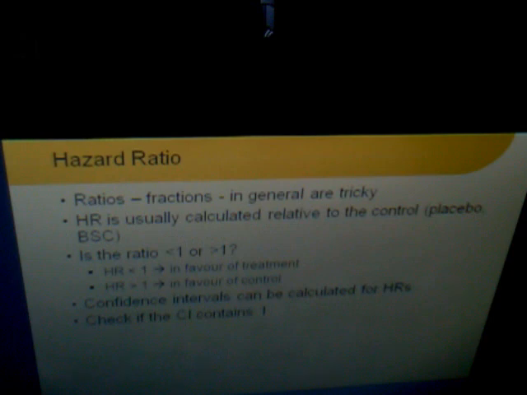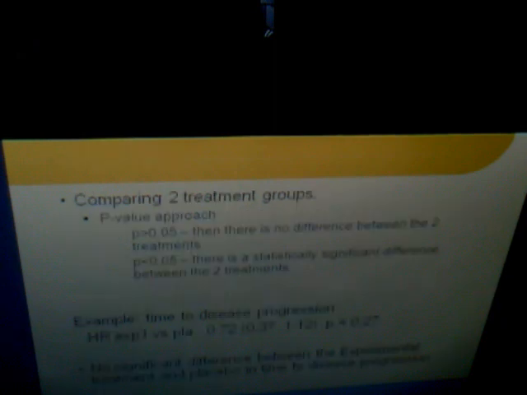So this is just a reminder of how ratios work: odds ratios, relative risks, hazard ratios. If you looked at logistic regression, we talk about odds ratios there. We want to look at whether or not the ratio is less than or greater than 1. We want to look at whether or not the confidence interval contains 1. All of those same interpretation rules apply to a hazard ratio.